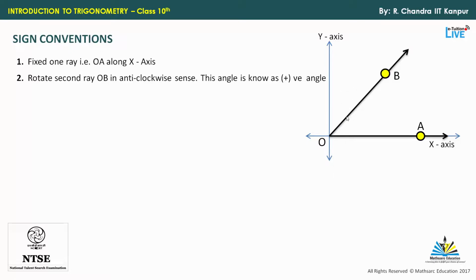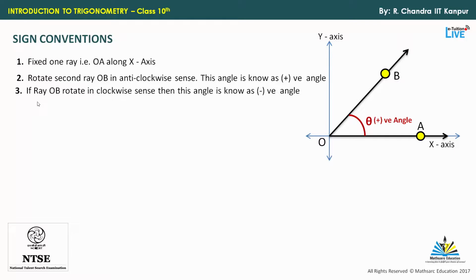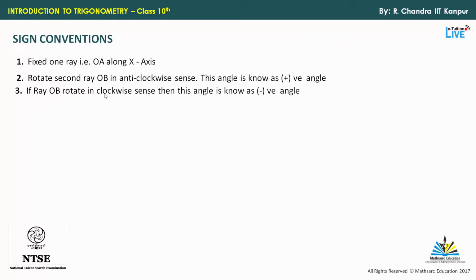We have another ray OB, as you can see. So this angle theta is said to be a positive angle since we are measuring with fixed ray OA. And third, if ray OB rotates in clockwise sense, then this angle is known as a negative angle.